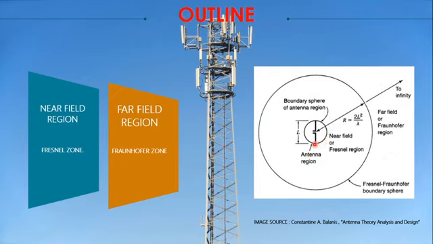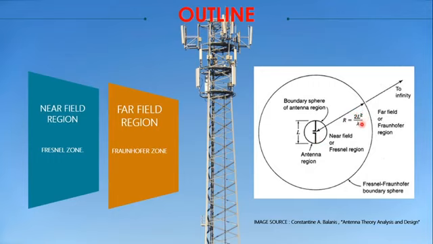So the first region that we classified is called the near field region. The near field region, as we said earlier, is also called the Fresnel region. The near field region is categorized by the radius being less than 2L²/λ, where the radius is that of the sphere that we have constructed. L is the maximum dimension of this antenna, either the length or the width, and λ represents the wavelength.